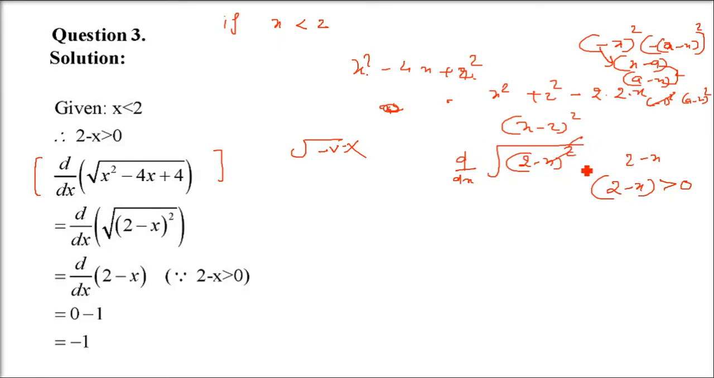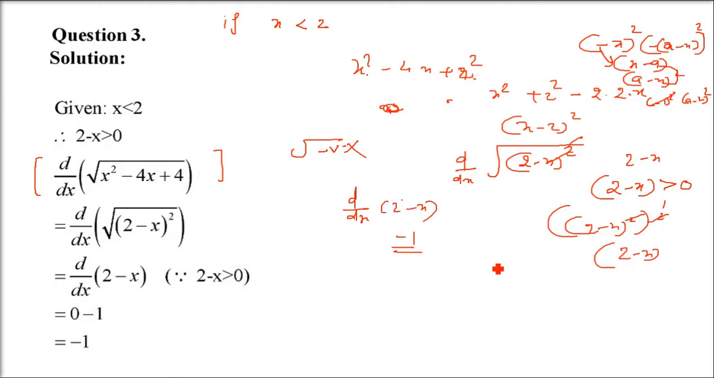So now we can eliminate the root with the square. So 2 minus x will only remain. Now dy dx of 2 minus x: 2 will be 0 and minus x will be minus 1. So minus 1 will be the answer.